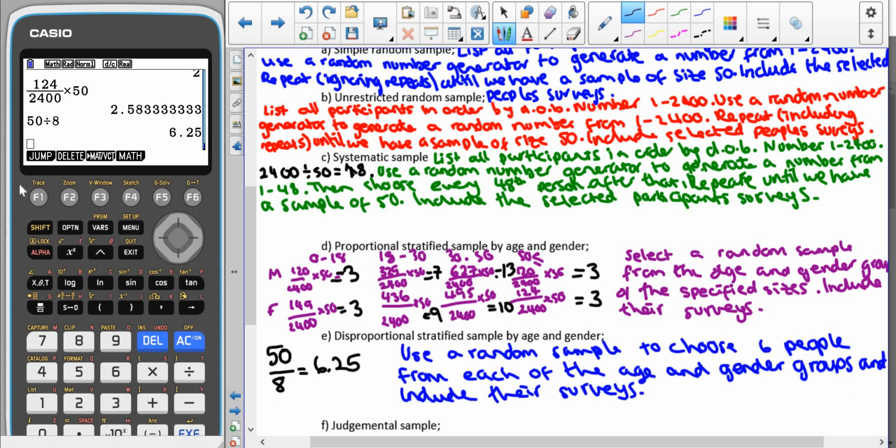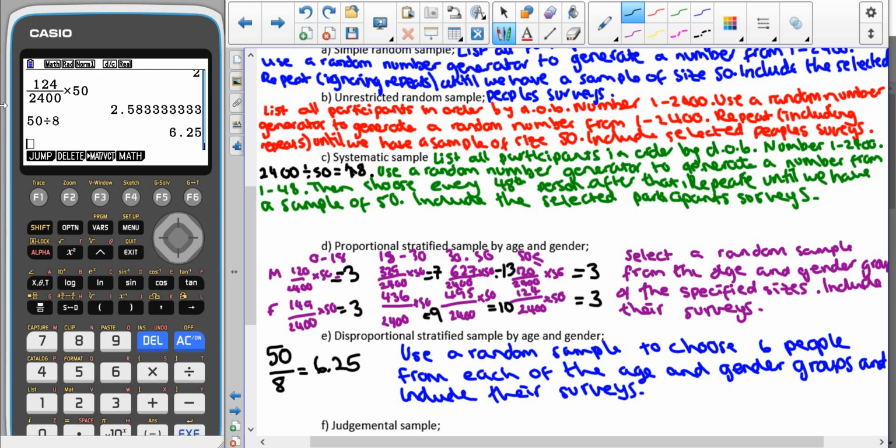For the disproportional stratified sample, we do our sample size, which is 50, divided by how many groups we have. Now this time it is still age and gender, so in total we do still have 8 groups. So it would have 6.25, however we can't choose a quarter of a person, so we're going to round that to 6. So we'd use a random sample to choose 6 people from each group of age and gender, and we'd include their surveys.